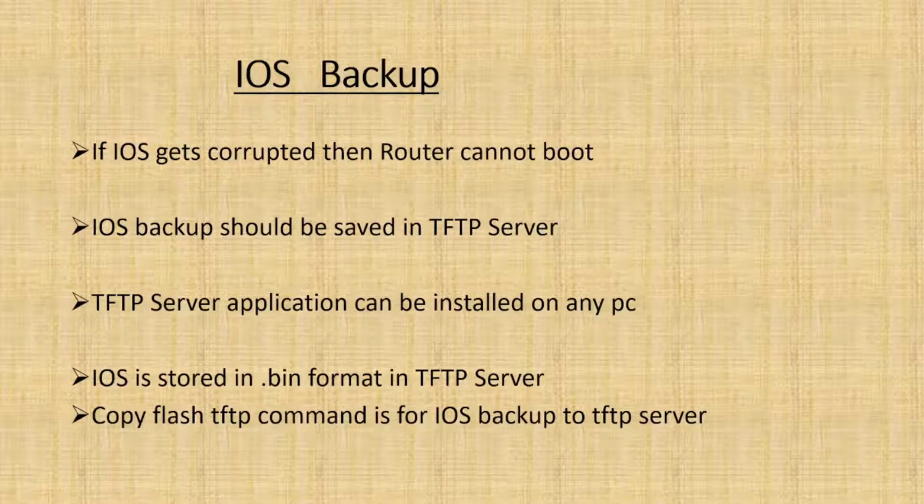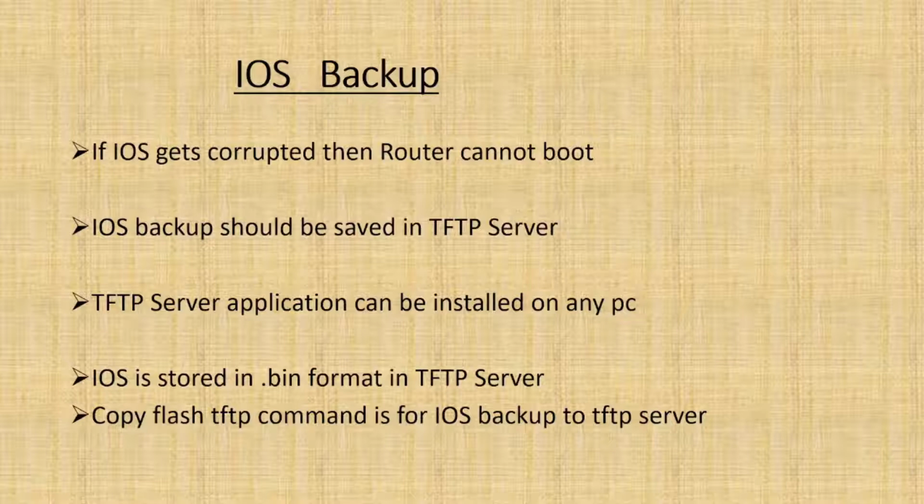We have to take iOS backup because if iOS gets corrupted, then the router cannot boot. So the backup of iOS should be saved somewhere, and it is saved in a TFTP server. TFTP means Trivial File Transfer Protocol. That is a protocol just like FTP, but it uses UDP, User Datagram Protocol. So it is an unacknowledged or unreliable or connectionless protocol.